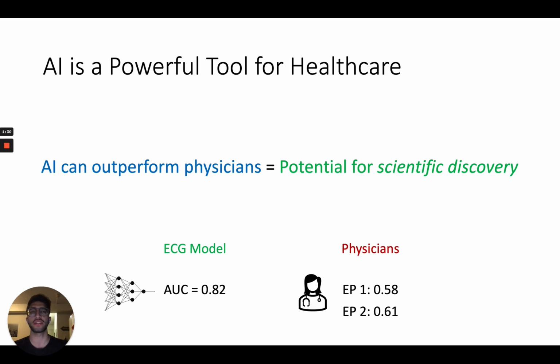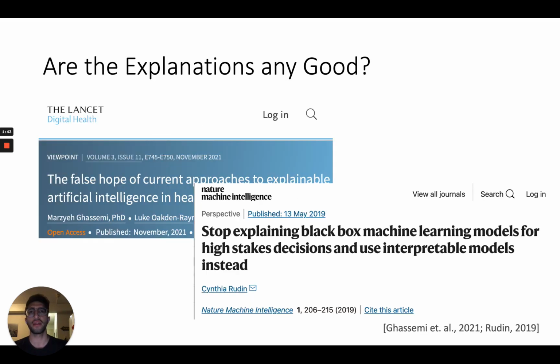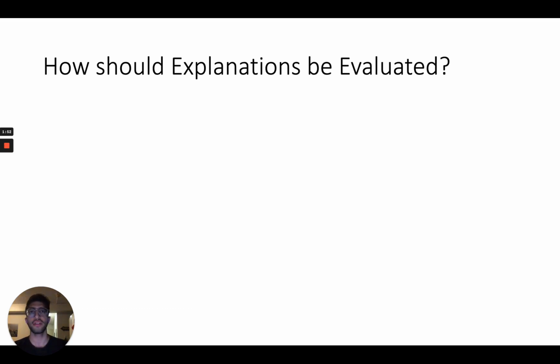make a scientific discovery. Continuing with our example, one such way to explain what is going on is to use feature attributions that help indicate how or which features in the input influence the prediction. However, recent notable works caution against using these explanations because they may have a whole host of problems. Therefore, before making use of an explanation, it is important to evaluate it.